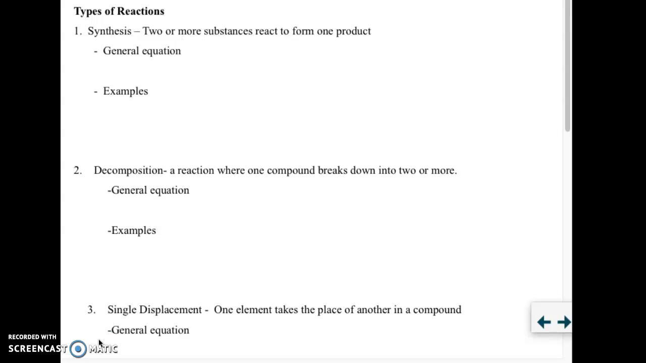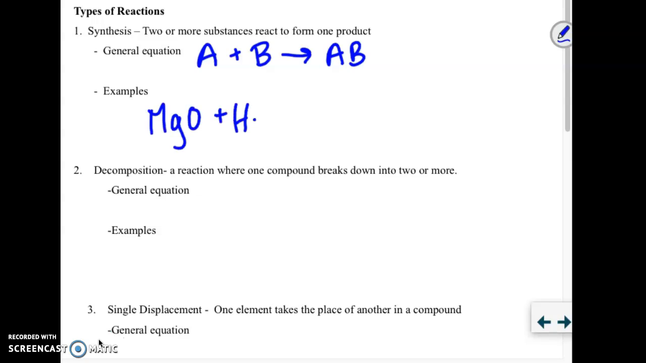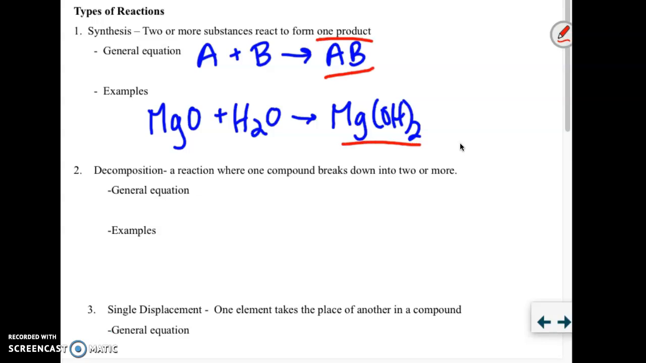So you have substance A, it would react with substance B to form compound AB, where those 2 substances are together. So an example of this would be like magnesium oxide reacting with water to give you magnesium hydroxide. As you can see, the 2 reactants became one product. That's the big red flag here. You have one product for synthesis reactions.